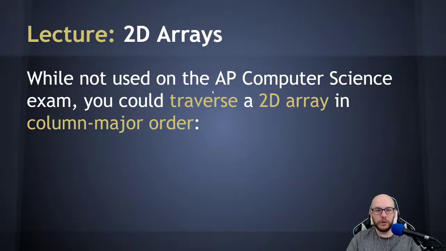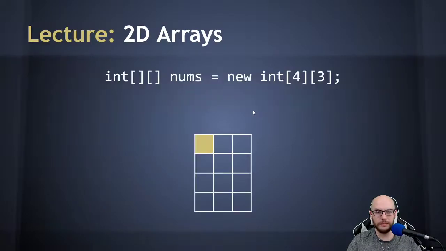Okay. While not really used on the AP Computer Science exam, you could traverse a 2D array in column major order. So we saw a visual on row major. We actually looked at the loops on row major. We actually wrote code to go row major. Everything we've talked about is row major, which is like 95% of what you should see on the AP Computer Science exam. What does column major actually look like?